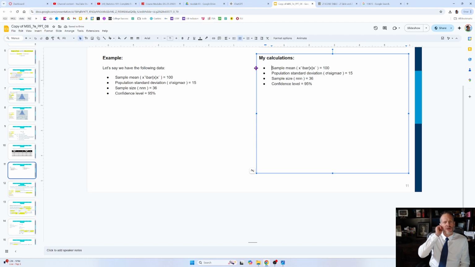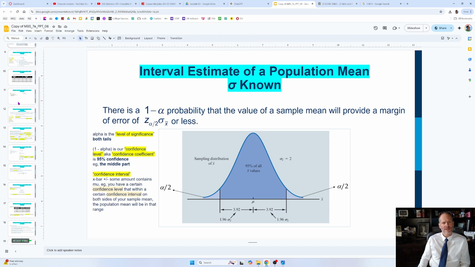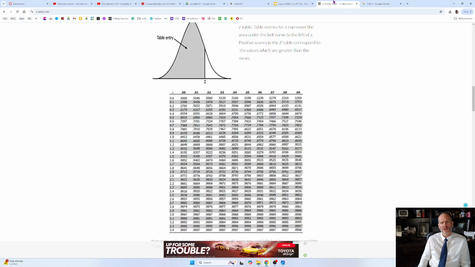Okay, so the first thing I want to do is I have a 95% confidence level, right? So I'm going to figure out what my Z score is. 95% confidence level means that my alpha, or my level of significance, is 5%, which means 2.5% in each tail. That's alpha divided by 2. It's 97.5% of my data. If I go here and I look for 0.975, I get 1.96.